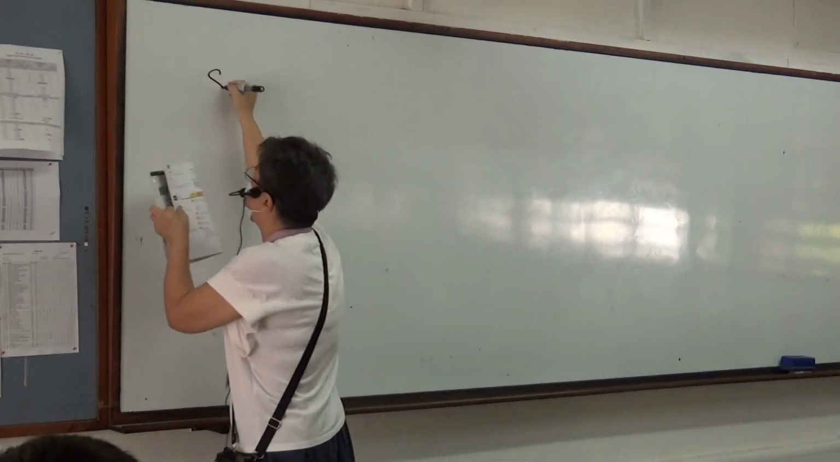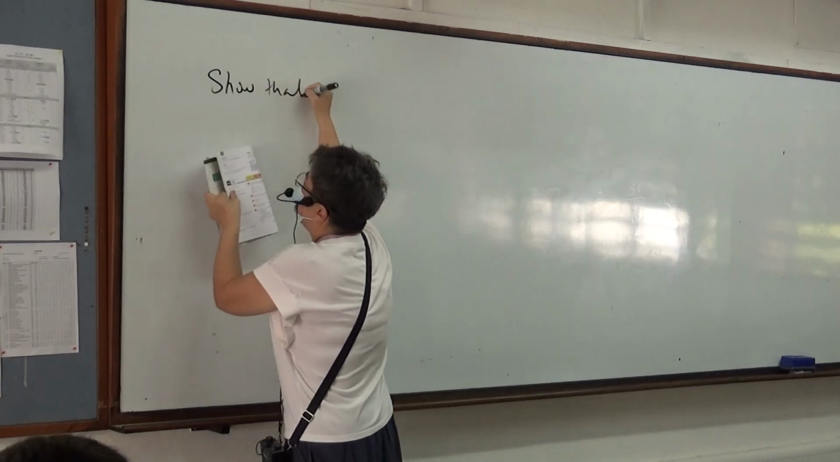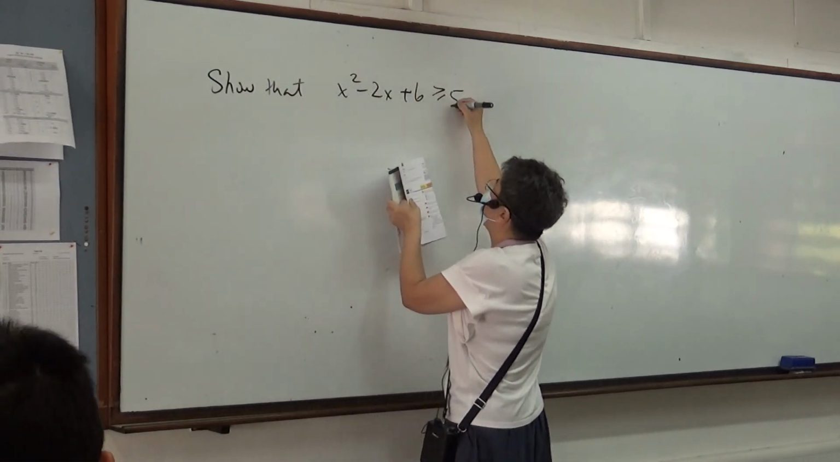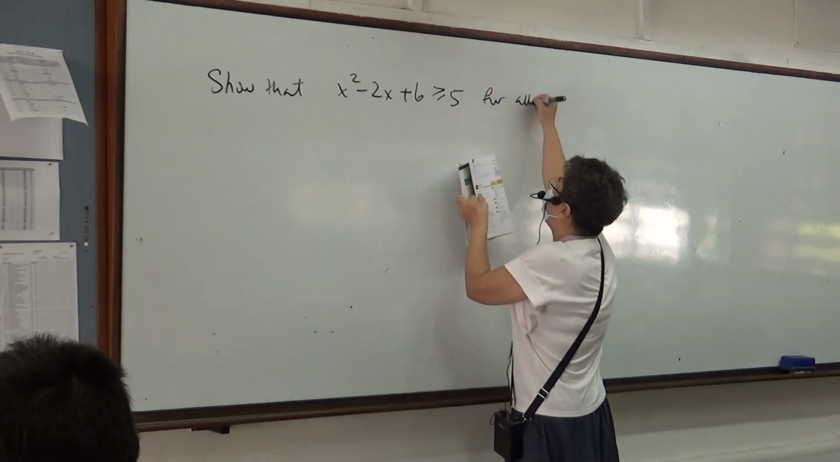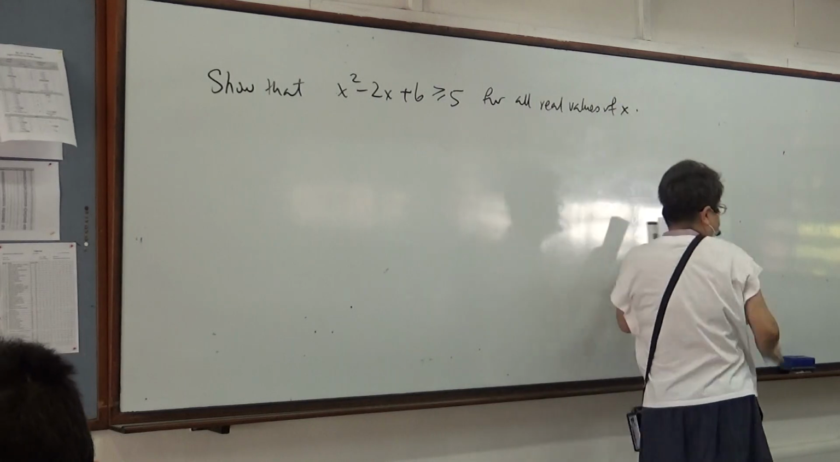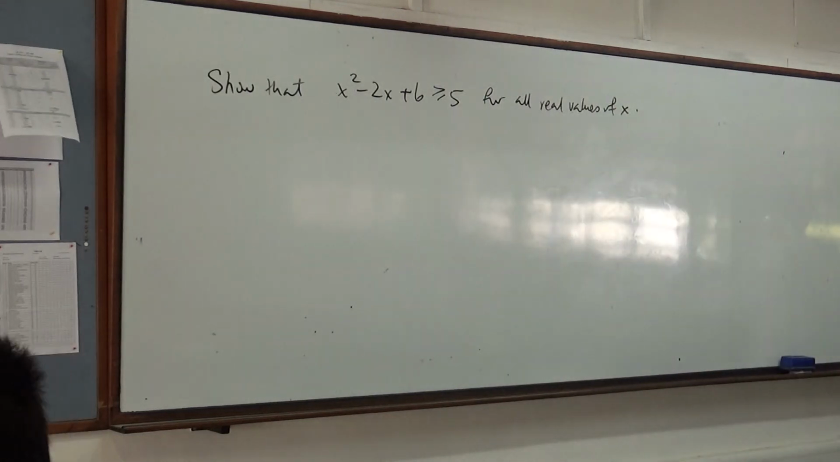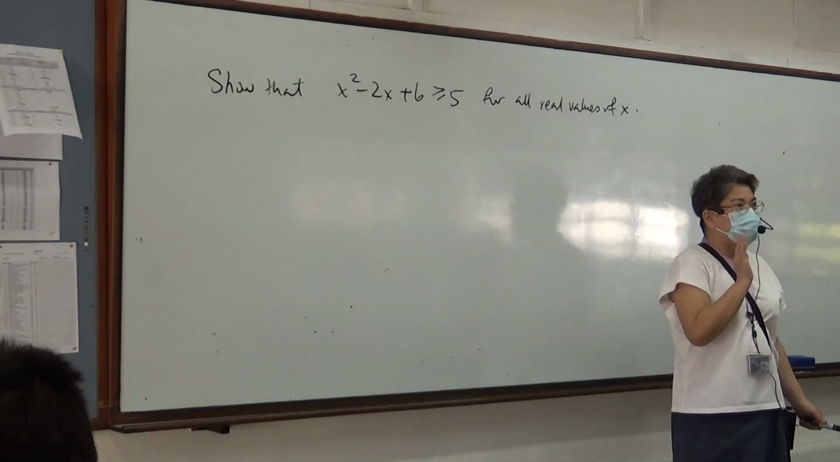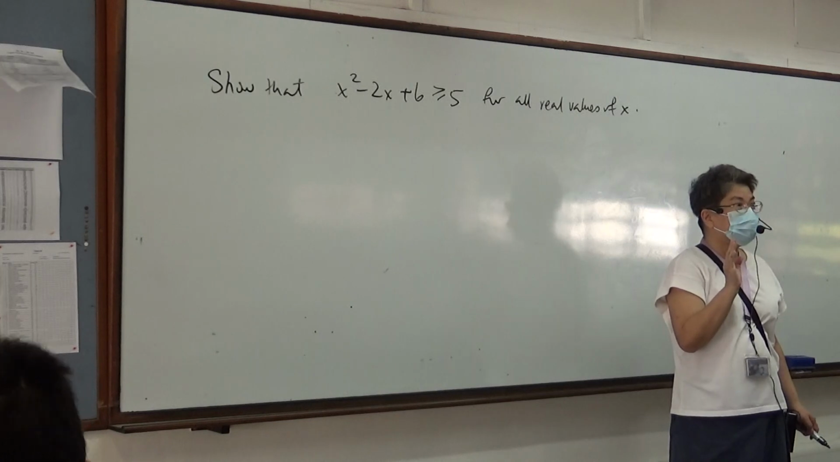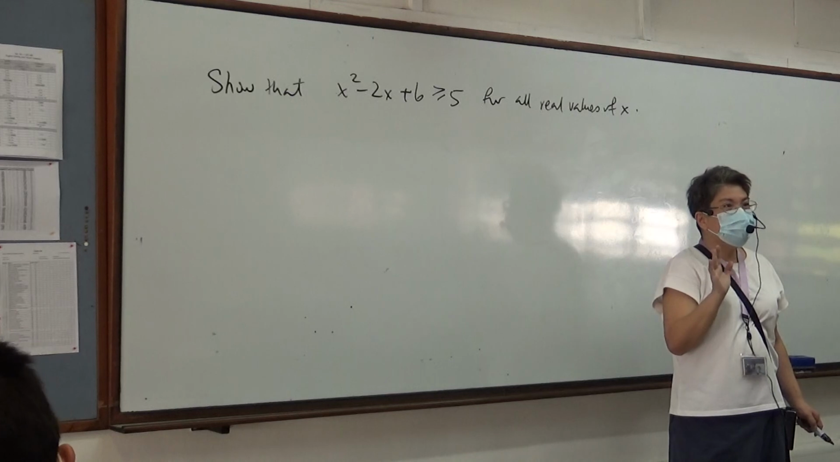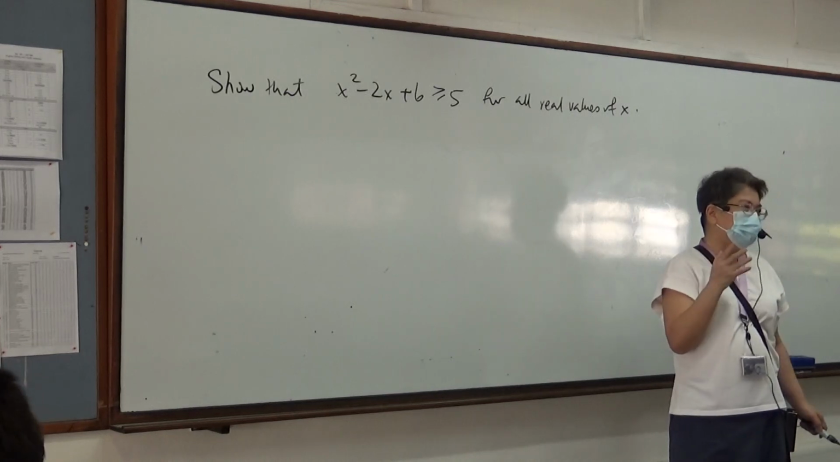I want to write down the whole question. Show that x squared minus 2x plus 6 is bigger than or equal to 5 for all real values of x. That means no matter what the value of x is, this is bigger or equal to 5. Understand? Now, everybody look up. Later I'll tell you. You will tell me it's an unreal value. Yes, it's unreal. I will tell you it's not.